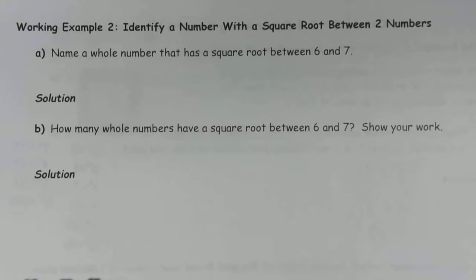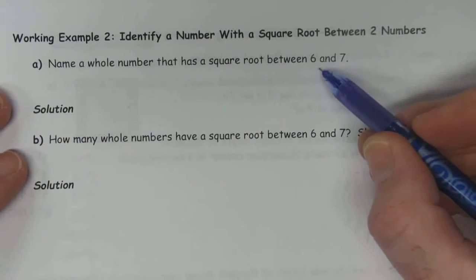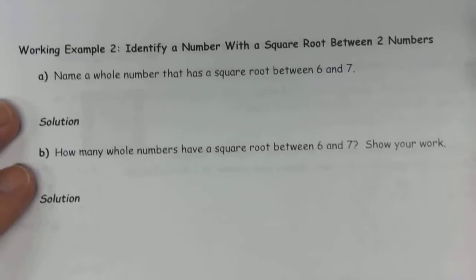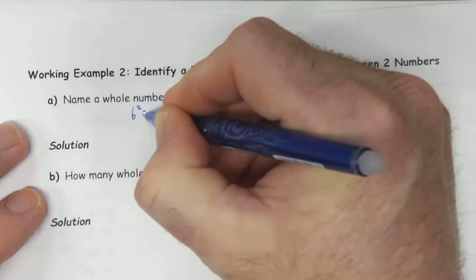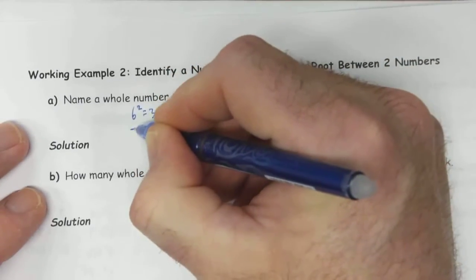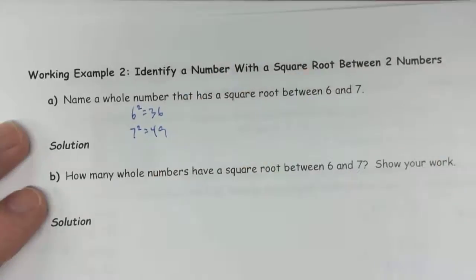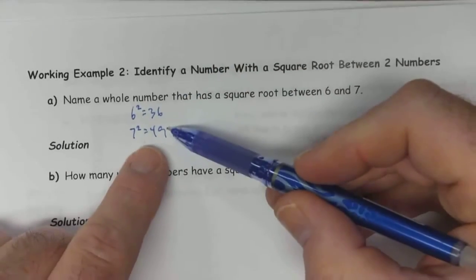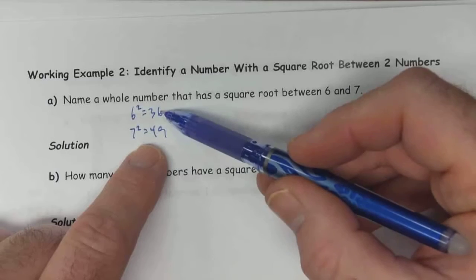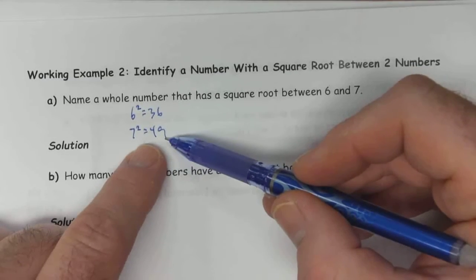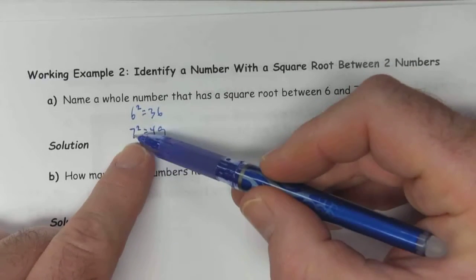Next up, we have working example number 2. Identify a number with a square root between two numbers. So we want to name a whole number that has a square root between 6 and 7. Well, we know that 6 squared is equal to 36, and 7 squared is equal to 49. So based on that, any number that lies between 36 and 49 is going to have a square root that's between 6 and 7.